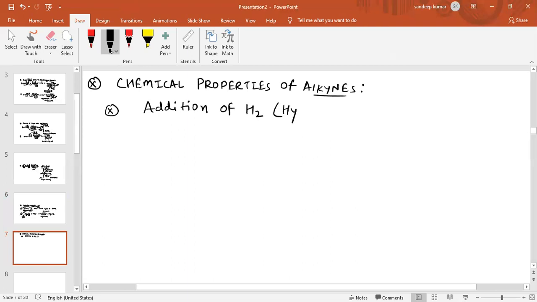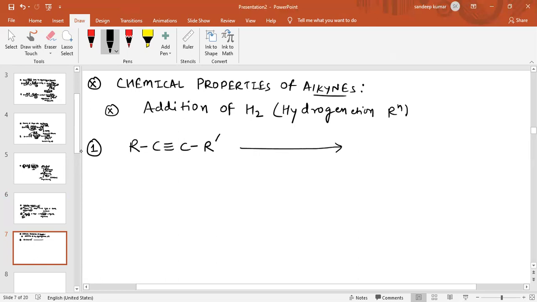This is also called the hydrogenation reaction. See the first reaction, reaction number 1. Chemical properties of alkyne: the reactant will be an alkyne, like this. We have already studied this reaction, but I am repeating it again. It is the addition of hydrogen in presence of palladium and also calcium carbonate, with heat.